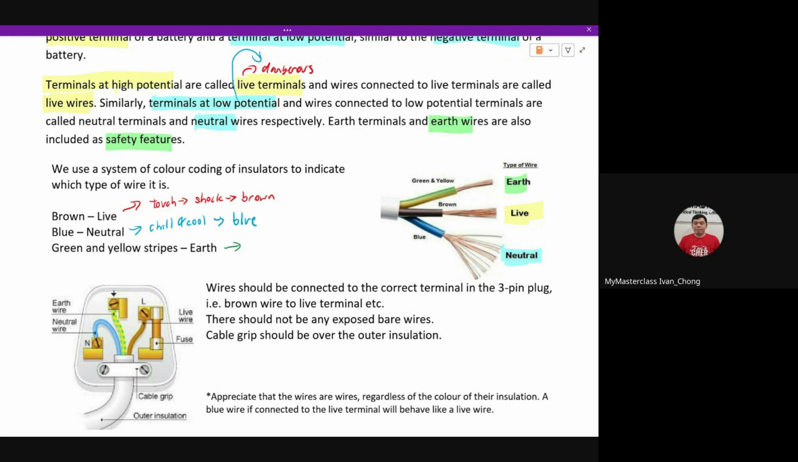Then for earth itself, you think of nature. And when you think of nature, you think of the land, you think of the trees. So trees are green, your land is yellow. So together, you end up with yellow and green. We don't just write green, we don't just write yellow, we must have both yellow and green. So this is how you remember which color is which. Just remember, brown is the most dangerous, blue is also dangerous, and green and yellow is supposed to protect you from these two dangerous ones.